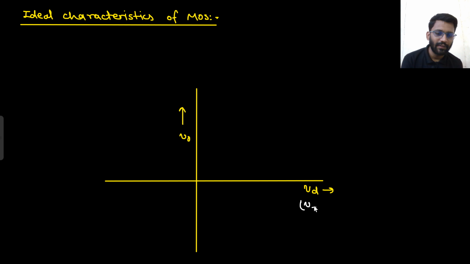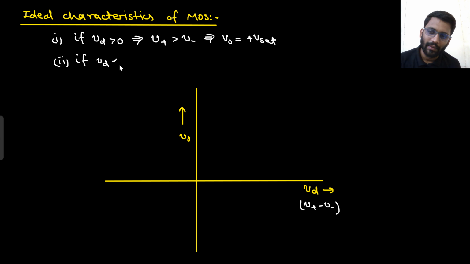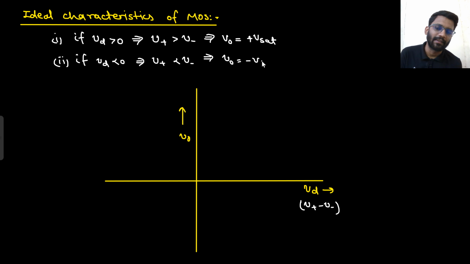What is your Vd? Vd is V positive minus V negative. So if Vd is greater than 0, or you can say V positive is greater than V negative, then your output will be just saturated. It will be at plus V set. And if Vd is less than 0, that means if V positive is lesser than V negative, that means V negative is larger. If V negative is larger, then output will be saturated, but at minus V set, right?